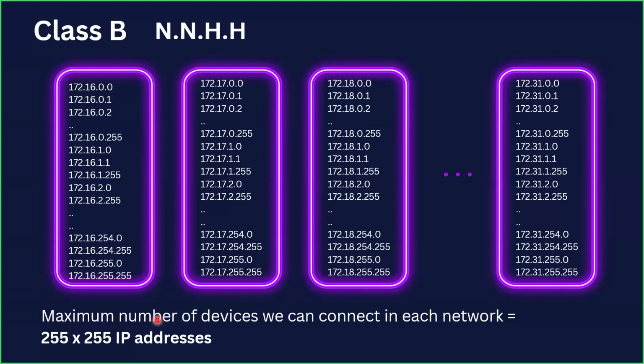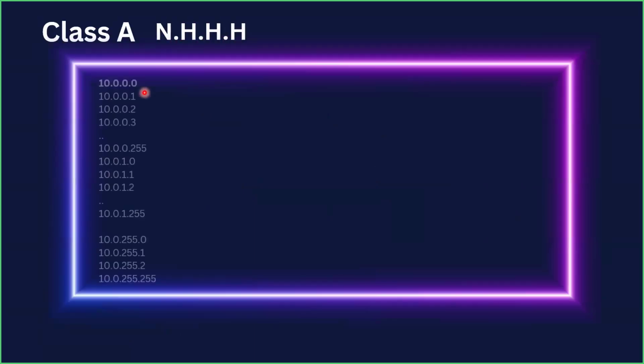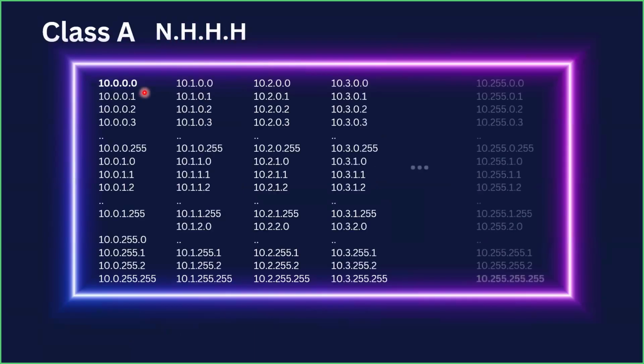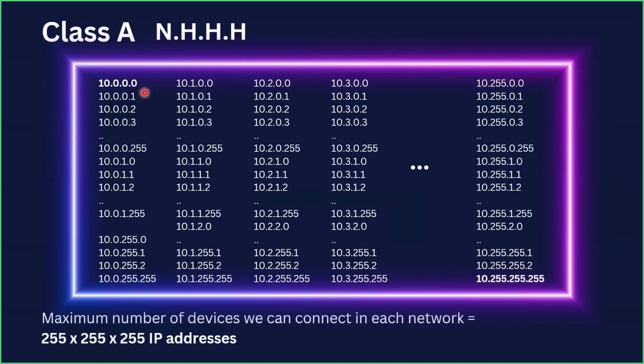And similarly, when you come to class A, it has one network portion and three host portions. So all the way from 10.0.0.0 to 10.255.255.255, it belongs to one single network. And you can connect here a maximum of 255 into 255 into 255 devices, a much larger network. So each class here signifies how many devices you can connect in each network, guys.